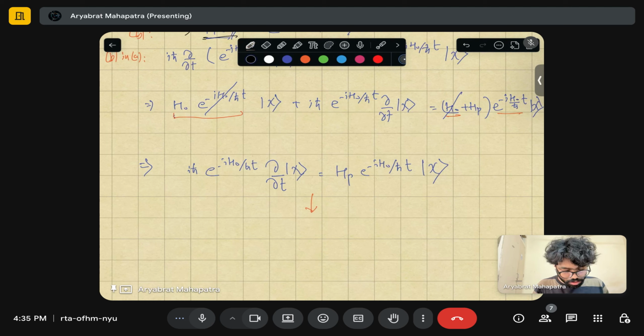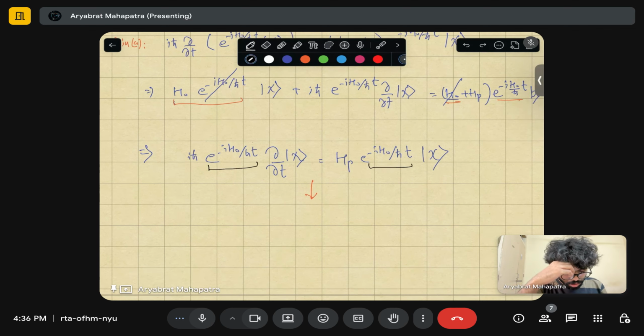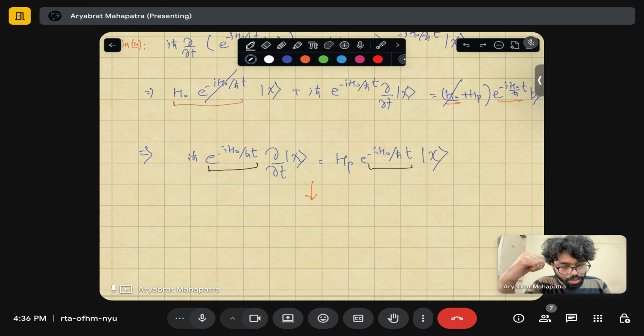One thing you should remember: you can see there is this factor and this factor. They are the same, but you cannot cancel them. This is completely incorrect. Why? Because these are now operators, which means these are basically matrices.